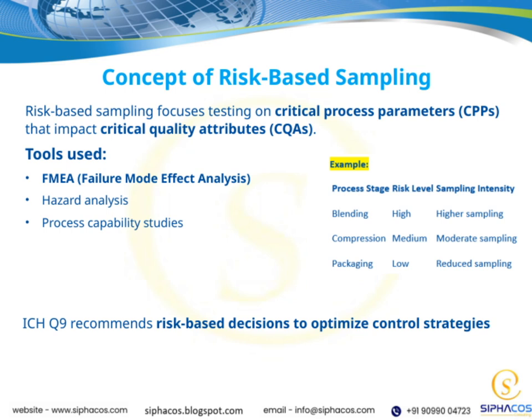To do this effectively, we use tools like FMEA, which helps us identify potential failure modes and their effects. Hazard analysis allows us to spot potential risks early on, and process capability studies give us a clear picture of how well our process performs in relation to those critical parameters. All of these tools work together to ensure our sampling strategy is aligned with the actual risks, helping us maintain quality efficiently and proactively. This approach not only supports compliance, but also enhances overall process understanding and control.